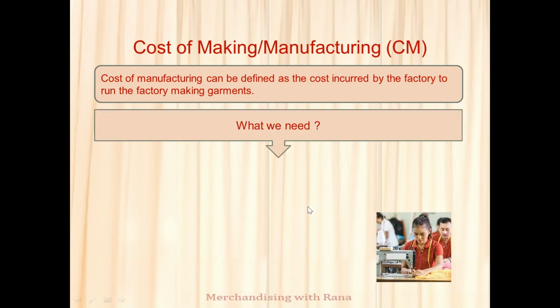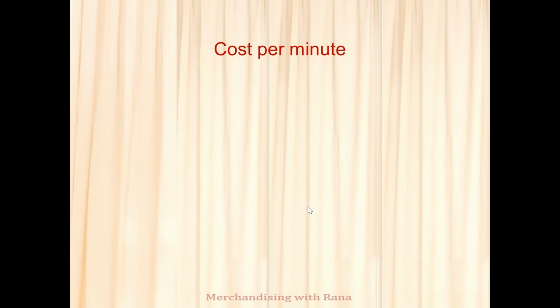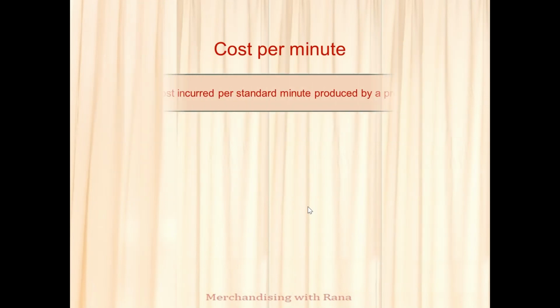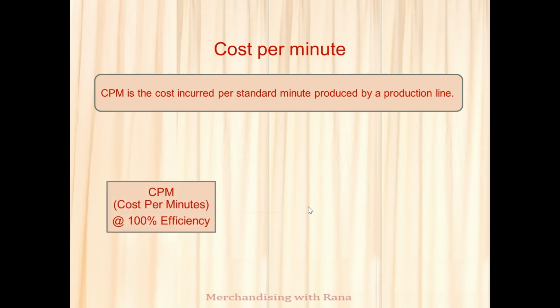What do you need to calculate the CM? CPM (cost per minute), product SMV, and expected efficiency percentage. Let's see what cost per minute is. CPM is the cost incurred per standard minute produced by a production line. What is the CPM formula?